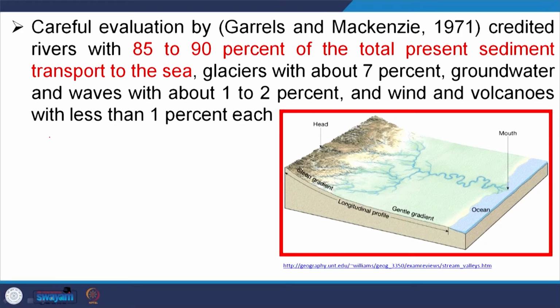Careful evaluation by this gentleman credited rivers with 85% to 90% of the total present sediment transport to the sea, glaciers with 7%, groundwater and waves 1% to 2%, and wind and volcanoes with less than 1%. So that means whatever ocean sediments are there nowadays, 85% to 90% are contributed from the rivers. That means they are the terrigenous sediments. They are transported and deposited mostly around the river mouths, and they are redistributed and rearranged by some of the littoral currents and waves. But their origin is from the continental or terrestrial side.